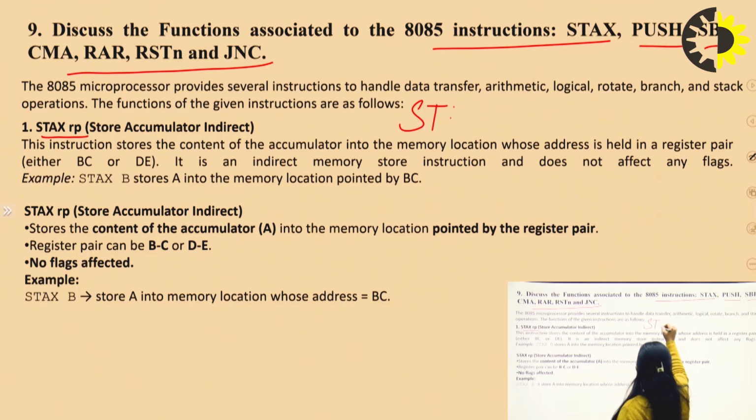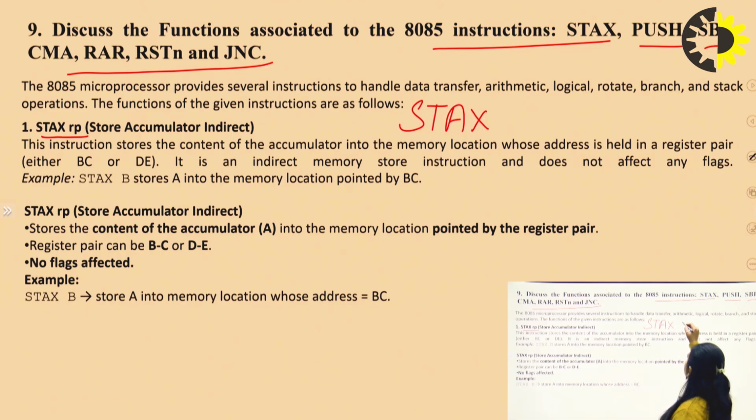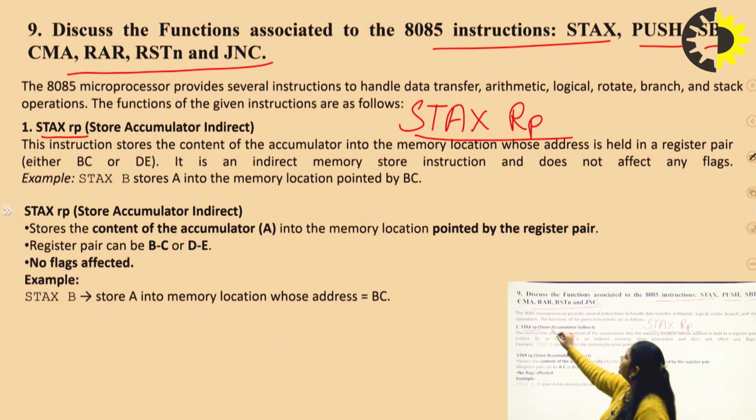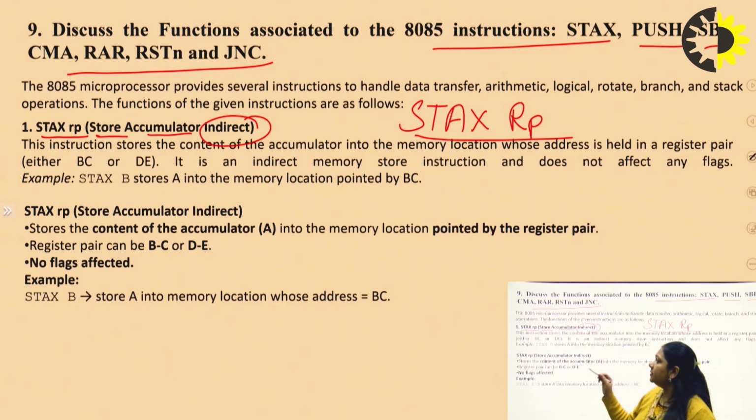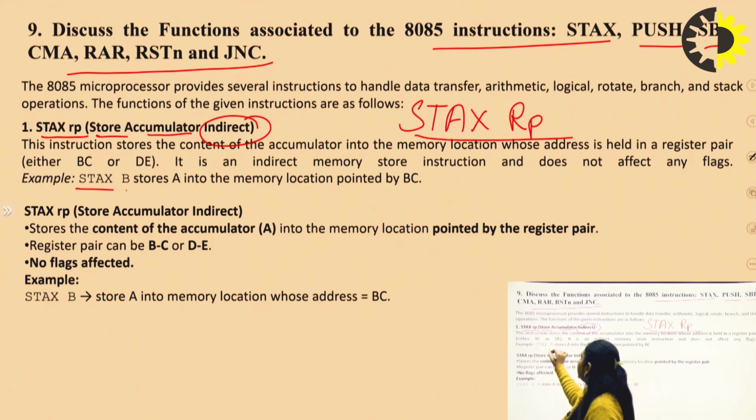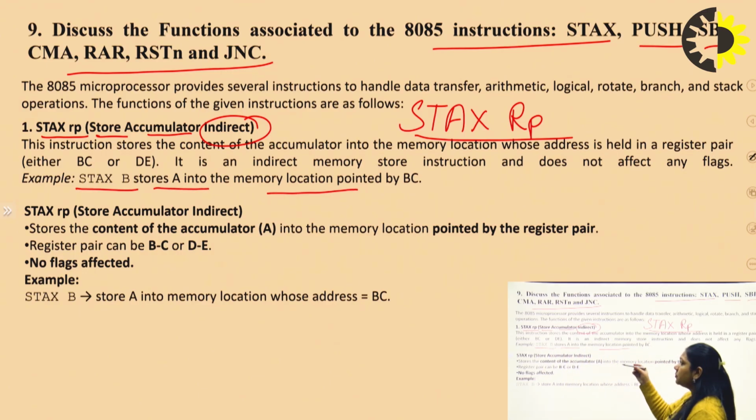STAX RP means store the contents of the accumulator, X meaning on the register pair indirectly. What do we mean by indirectly? Here we do not have any memory address, we have a register pair. So the register pair contents behave as an address, and at that particular address the contents of the accumulator will be stored. So STAX B means the accumulator's content will be stored in the memory location pointed to by BC.